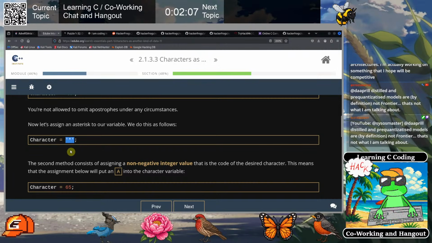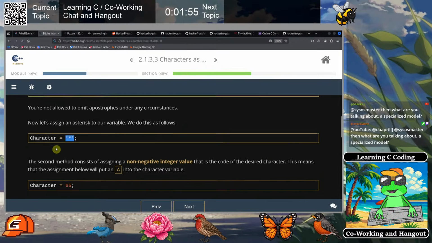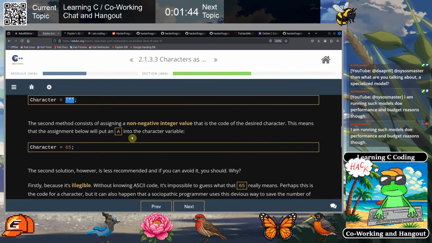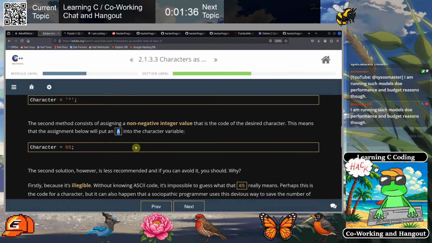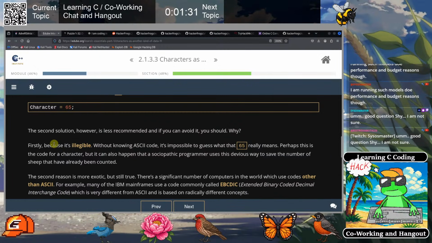Does C care about whether or not you use single quotes or double quotes? I think C is a language that cares about single quotes versus double quotes, right? The second method involves assigning a non-negative integer value that is the code of our desired character. This means that the assignment below will put capital A into the character variable: character equals 65, which corresponds to the capital letter A. Sure. Good question. I am not sure.